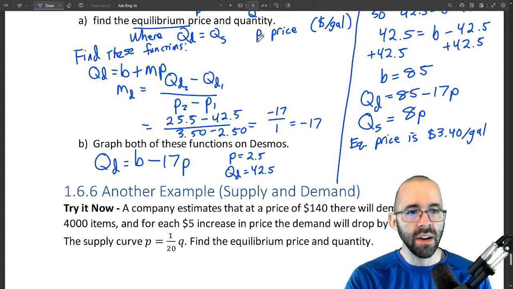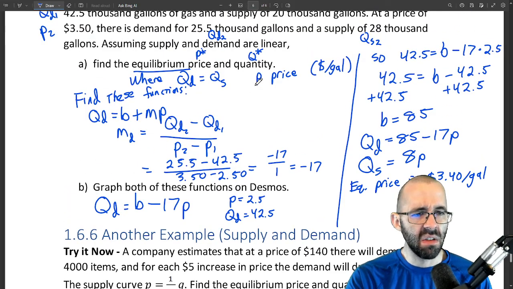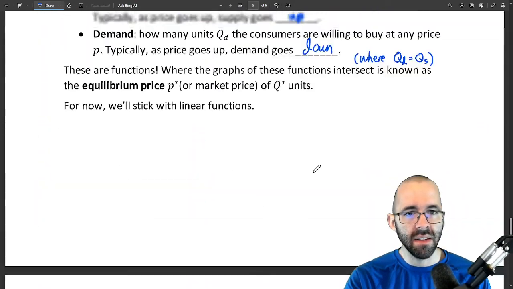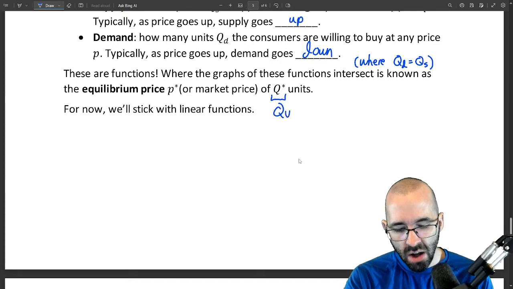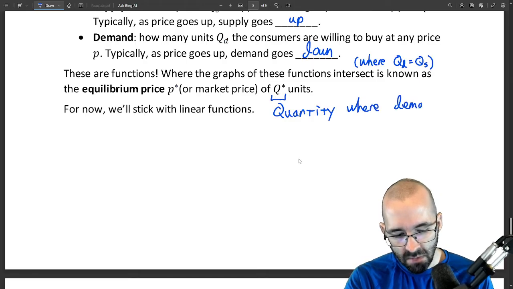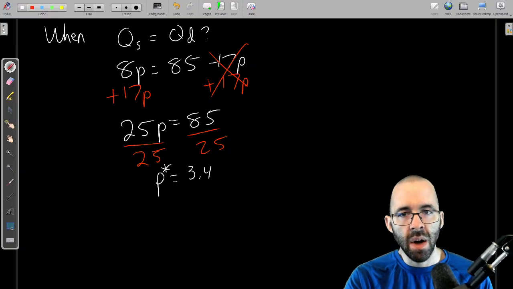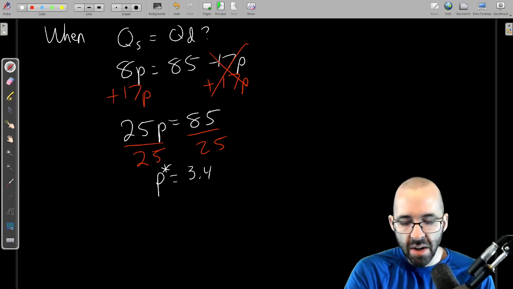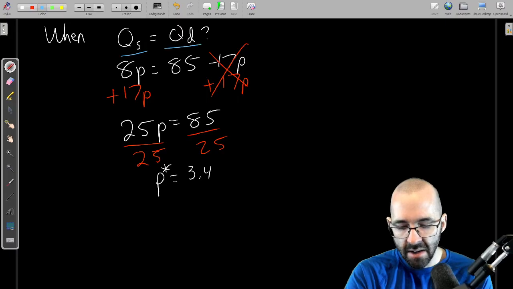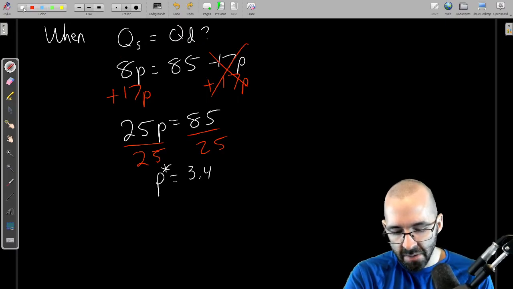What's the equilibrium quantity? I don't know. This is the quantity when supply equals demand. I don't think I specified that. Q star is the quantity where demand equals supply. So what's our quantity? Well, we could use QS or we could use QD. They're equal. We could use either one of these to answer that. Just use one of them.